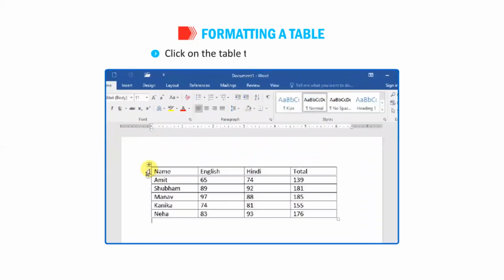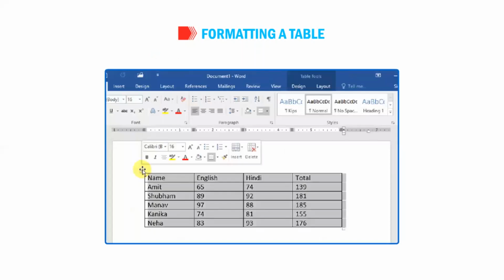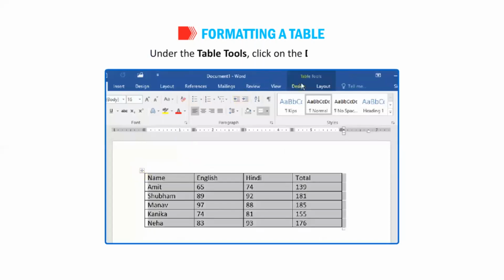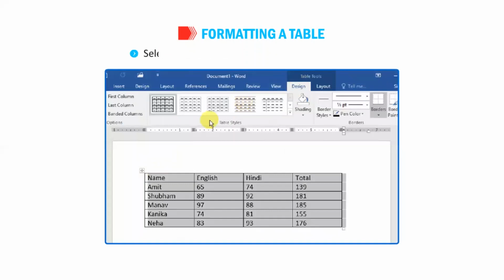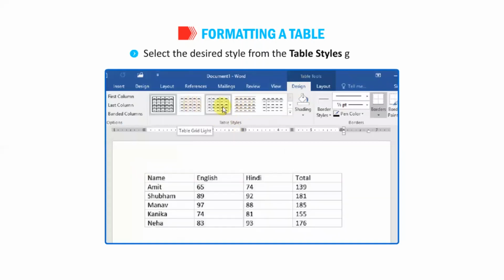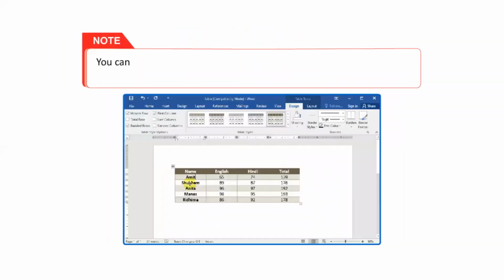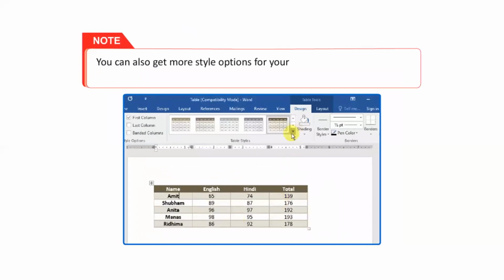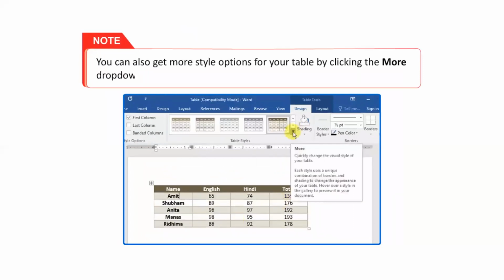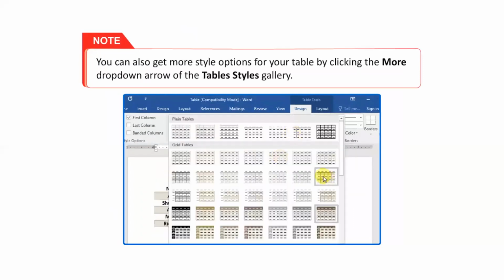Click on the table that you want to format. Under the Table Tools, click on the Design tab. Select the desired style from the Table Styles group. Students, note the fact that you can also get more style options for your table by clicking the More drop-down arrow of the Table Styles gallery.